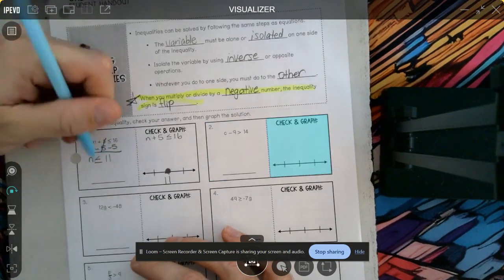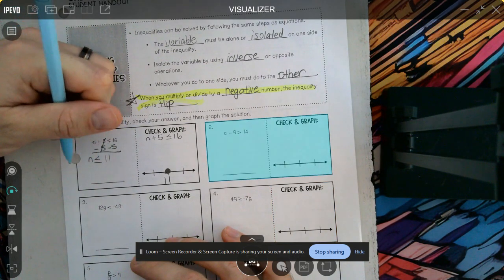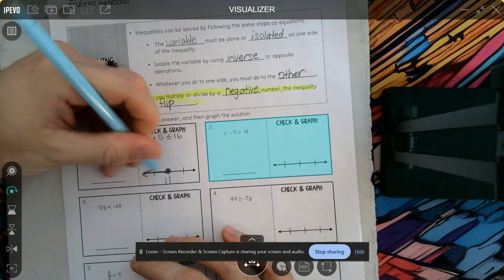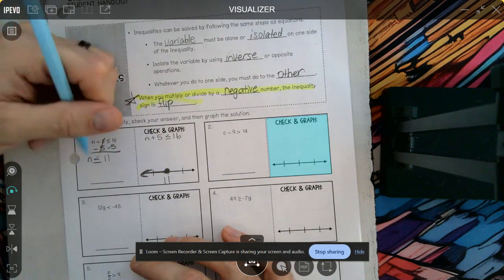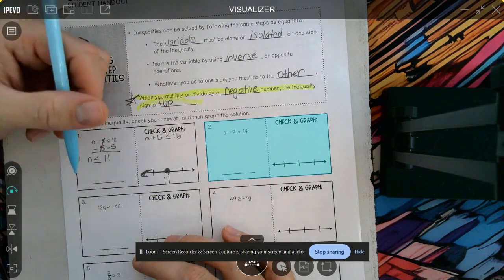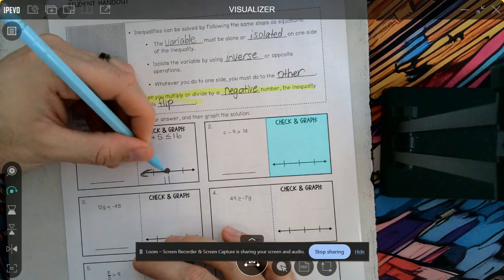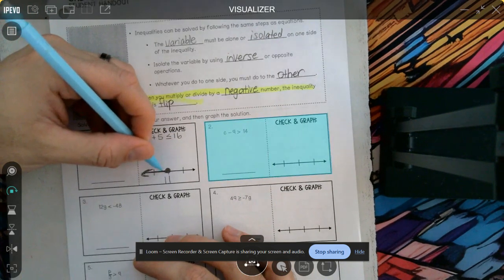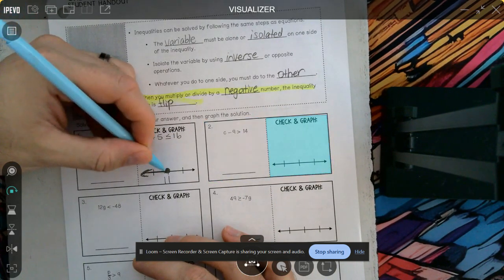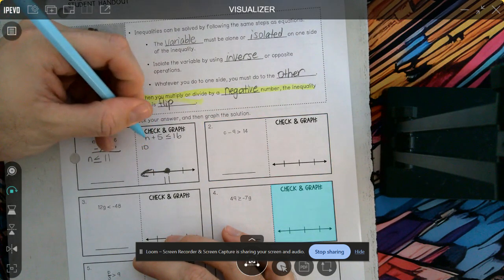And then now, notice how my variable is on the left, and my arrow is pointing to the left. That means that my graph is going to go to the left because it's any value that's less than or equal to 11. So that should be to the left of 11. Now, let's check. Let's find a value that's to the left of 11. Let's try 10. So I'm going to substitute 10 into my inequality.